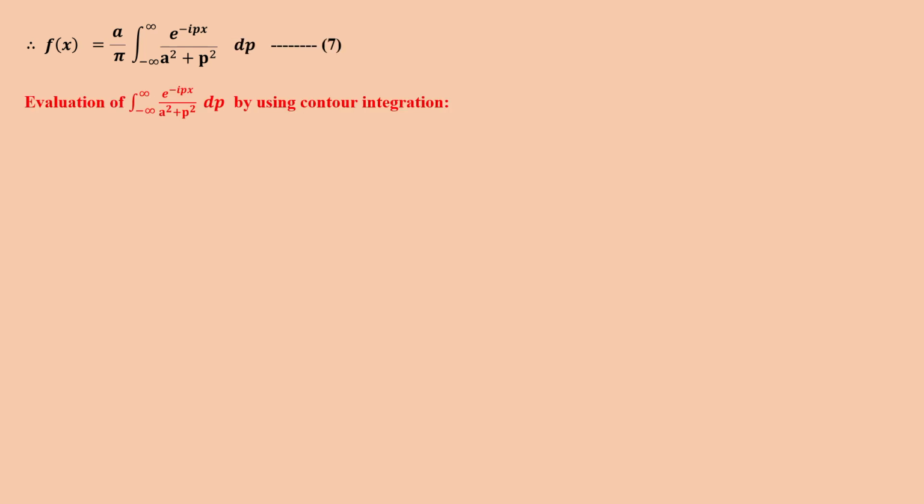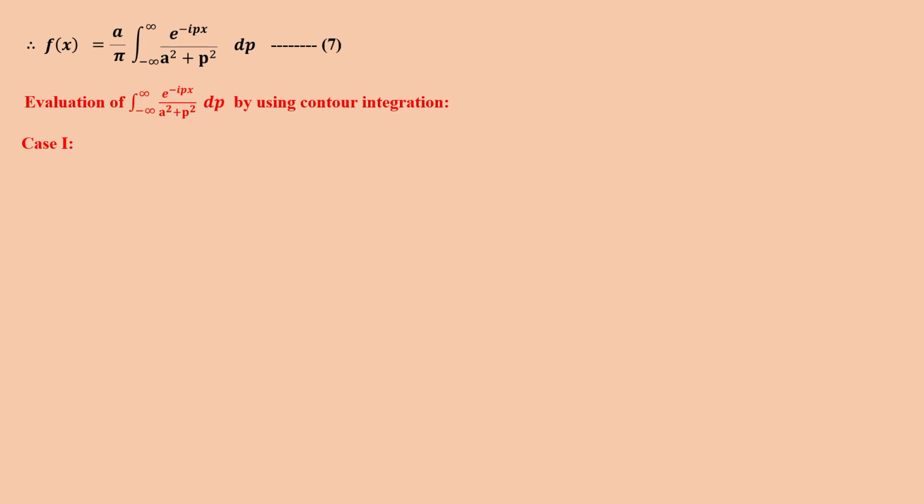So therefore f of x is equal to a by pi, right? Integral from minus infinity to plus infinity of e power minus i p x by a square plus p square dp. That is equation number 7. So first we are going to evaluate the integral from minus infinity to plus infinity of e power i p x by a square plus p square dp by using contour integration, right?